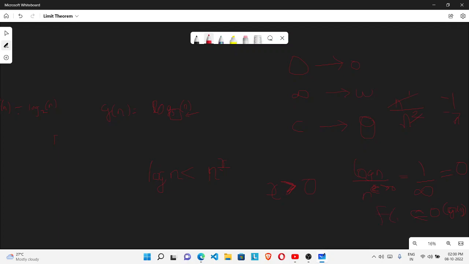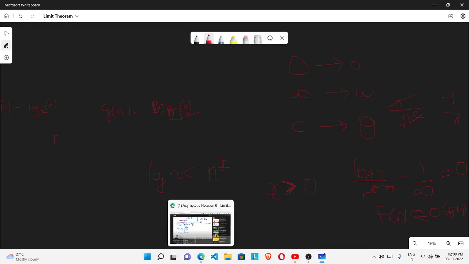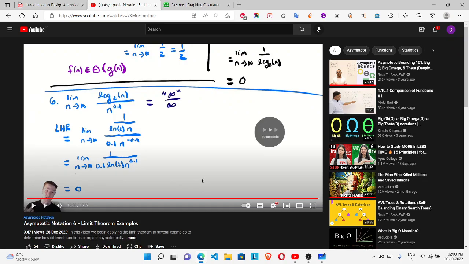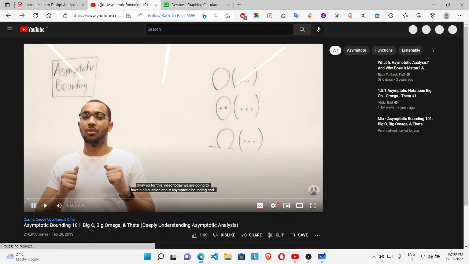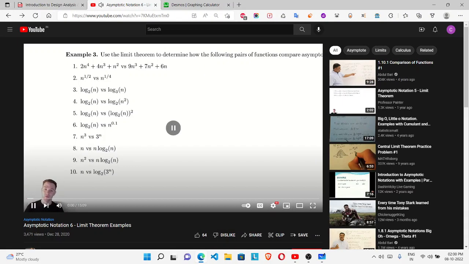F of n is equal to or belongs to small o of g of n. Oh, wait, he didn't do the other questions. Okay, so for this, hello everyone. Alright, I'll try to quickly solve the remaining ones. These are very intuitive actually.